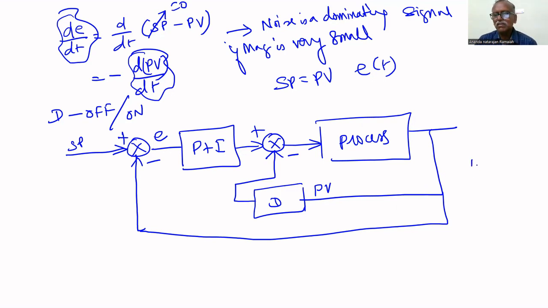Anyhow, the process variable will be superimposed with the noise, but its amplitude will be higher compared with the error signal. That's why this can be ignored.